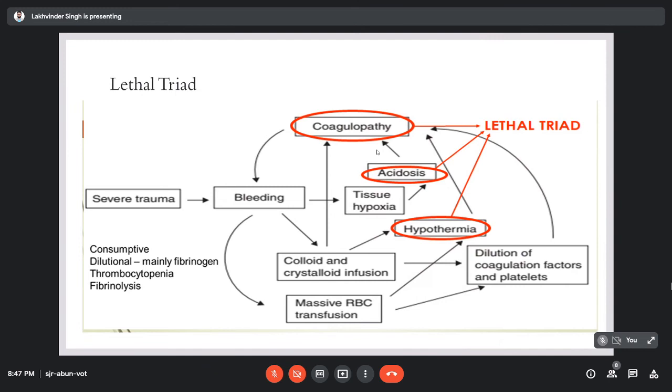And for every 1 degree fall in the temperature, 10% of coagulation factor activity is lost, because enzymes stop working. The coagulation cascade enzymes stop working. So hypothermia and acidosis both contribute towards coagulopathy. Further, it leads to bleeding. So it becomes a vicious circle.